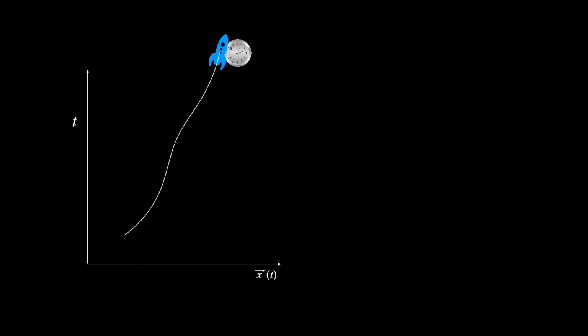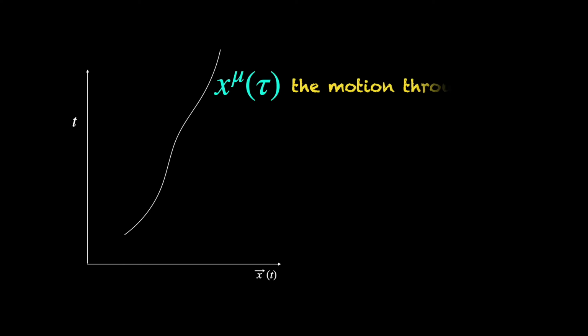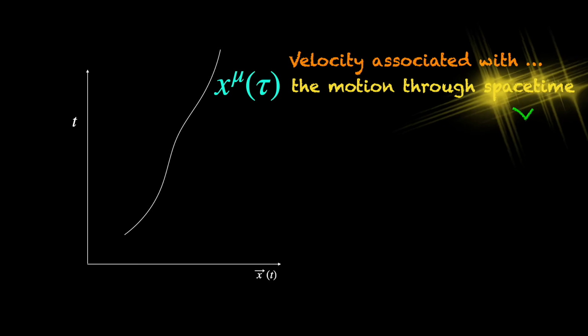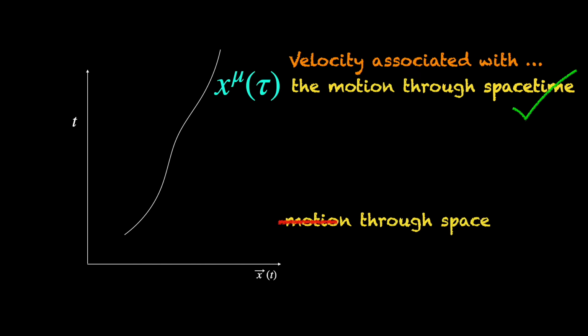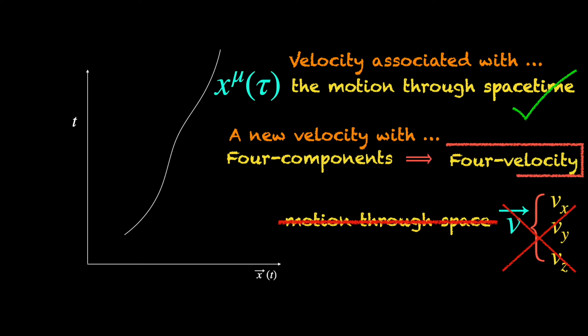With the world line of the object mathematically depicted as a parametrized curve that traces out the object's motion through space-time, we are now in a position to define the velocity associated with this motion. Since we are talking about motion through the four-dimensional space-time, not through the usual three-dimensional space, the associated velocity is not the ordinary velocity vector v with three spatial components vx, vy and vz. Rather, it will be something new with four spacetime components. We call it the four velocity. You see, four components, so four velocity.